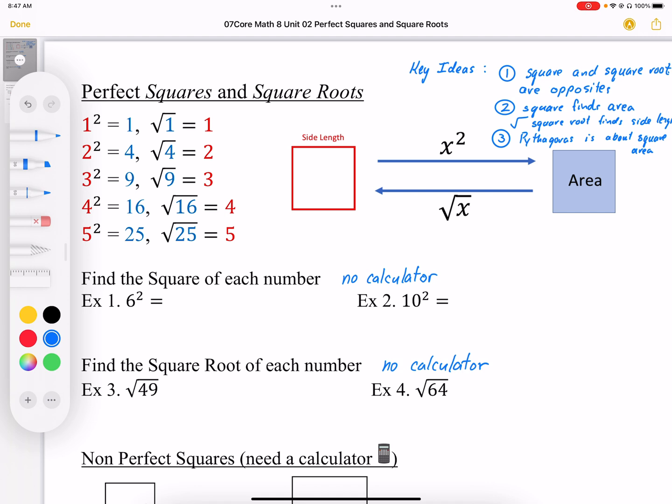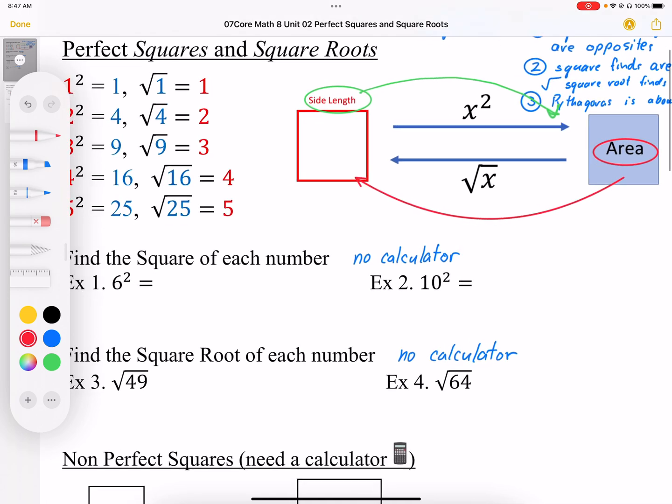And squaring gives us area. So if I start with side length and I square, I'm going to get area. And if I start with area and I square root, I get side length.